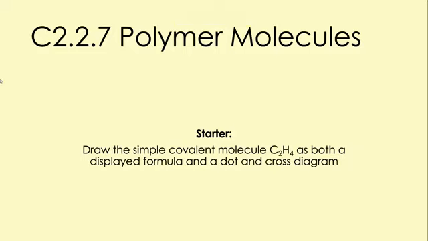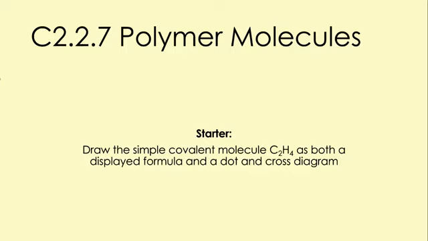Welcome to C2.2.7, where we're going to look at polymer molecules. So we've had 2 lessons involving covalent bonding. We had simple covalent molecules, and last lesson we had giant covalent molecules, and now we're going to look at polymer molecules. So before we start, pause the video and see if you can draw the simple covalent molecule C2H4 as both a dot and cross diagram and as displayed formula.